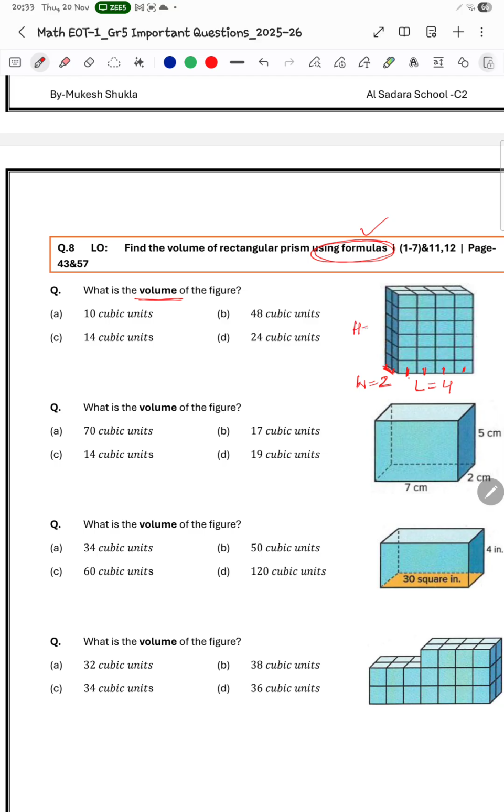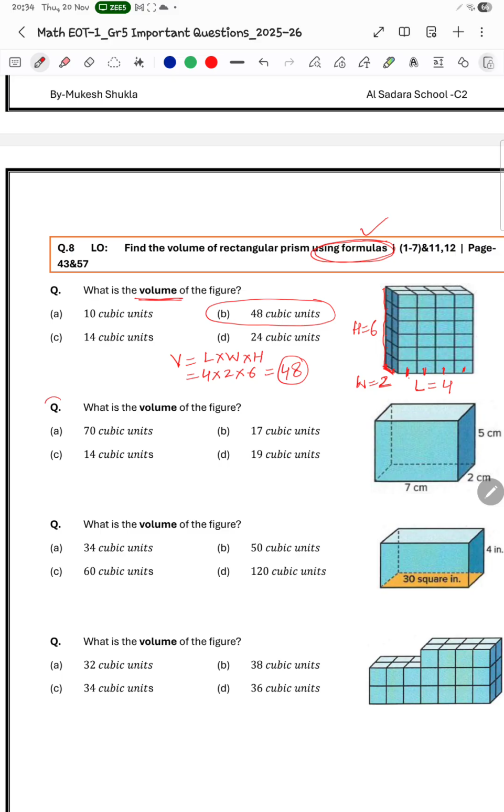And H is the vertical height. Here you can see the total number of blocks on this line. 1, 2, 3, 4, 5, 6. So H will be 6. So the volume V will be L times W times H. Plug in the values. We will get 4 times 2 times 6, which will give you 48. So option B is my correct answer.